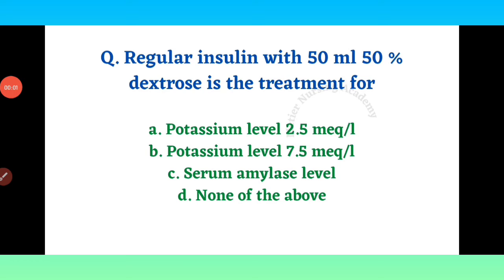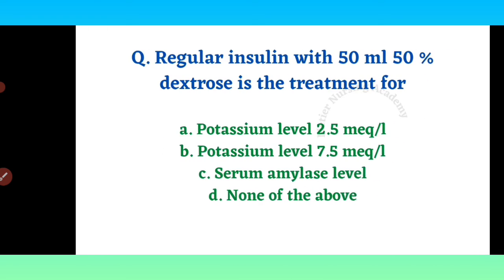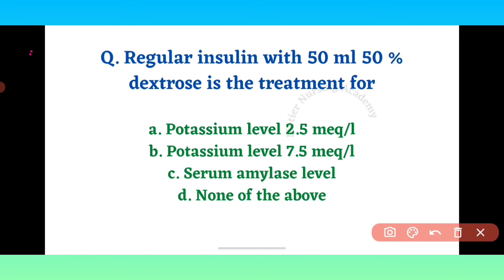Regular insulin with 50 ml 50% dextrose is the treatment for: potassium level 2.5 milliequivalents per liter, potassium level 7.5 milliequivalents per liter, serum amylase level, none of the above. Usually regular insulin with 50 ml 50% dextrose is the treatment for increased level of potassium. Increased level of what? Potassium.